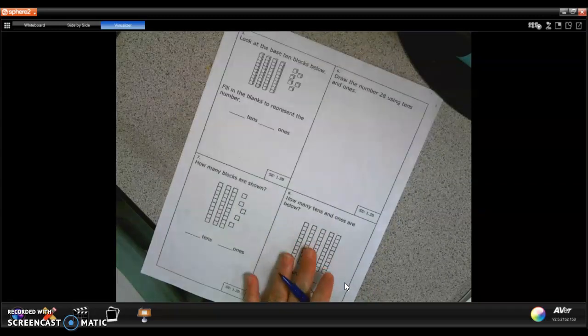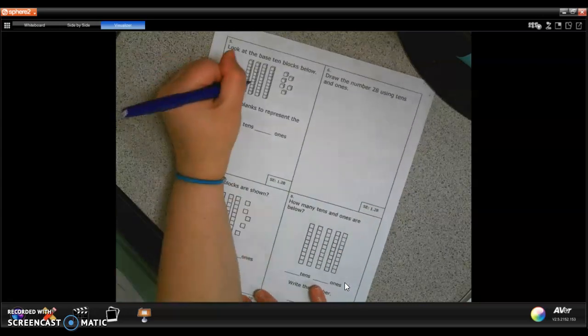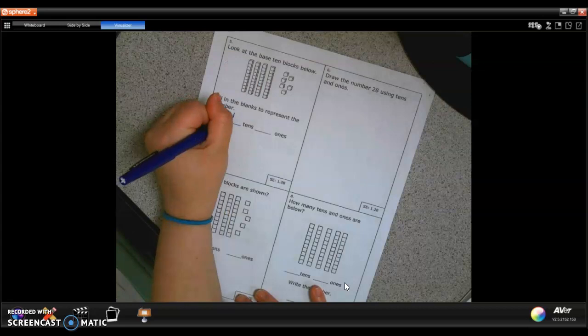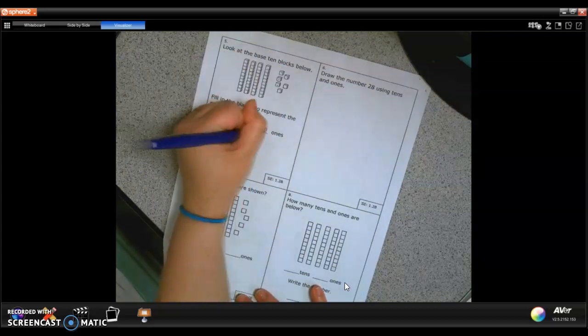Look at the base 10 blocks below. Fill in the blanks to represent the number. 10, 20, 30, 40. So I see 4 10s. 1, 2, 3, 4, 5, 6, and 6 ones.